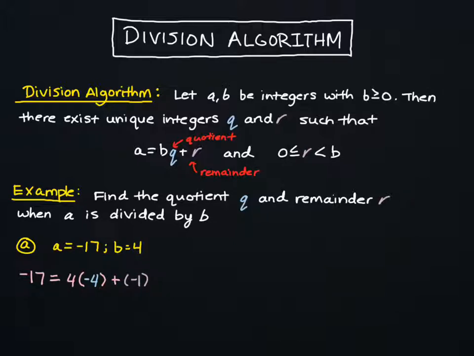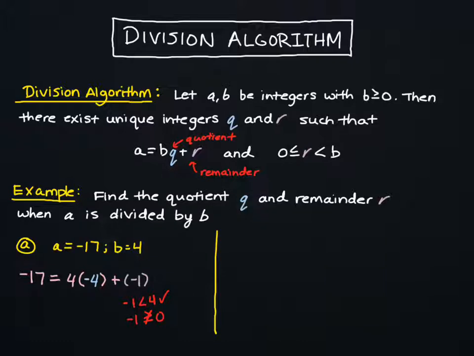So we want to check to make sure that this satisfies the conditions in the statement of the algorithm. We have that r in particular must be greater than or equal to 0 and strictly less than b. So we have that negative 1 is strictly less than 4. Good. But then we have that negative 1 is not greater than or equal to 0. So q equaling negative 4 and r equaling negative 1 do not satisfy the conditions of the division algorithm. So we'll have to try again.